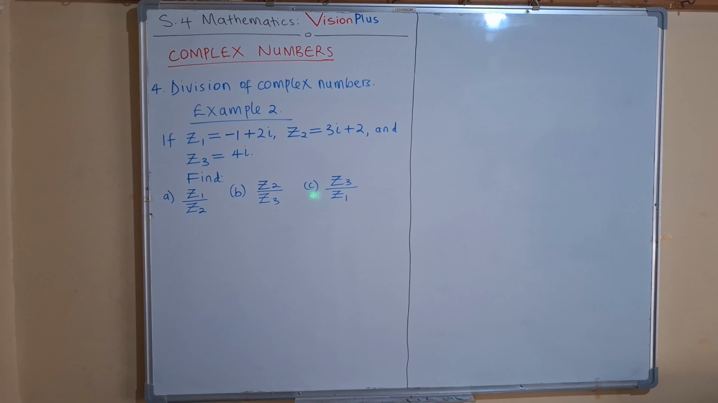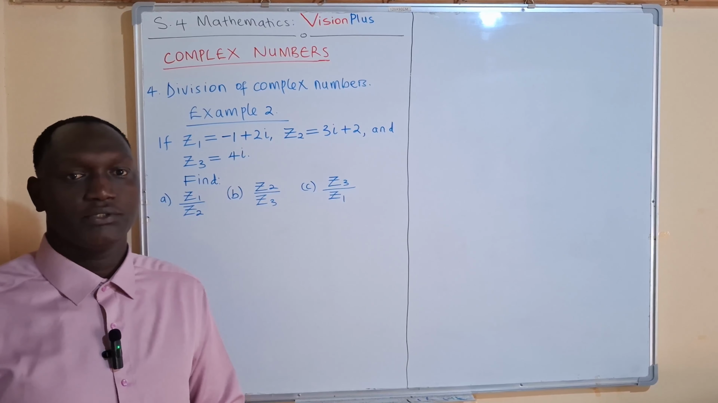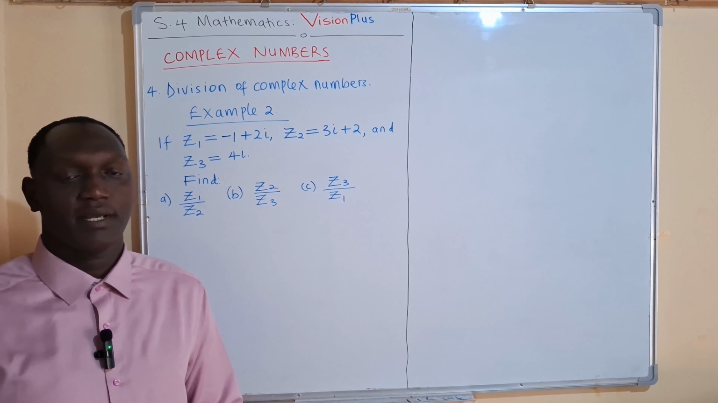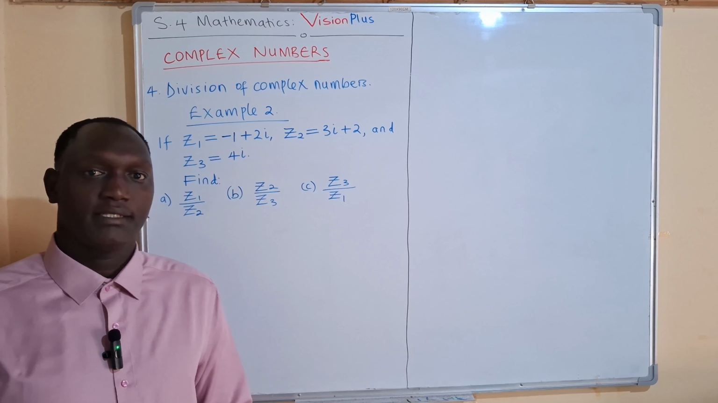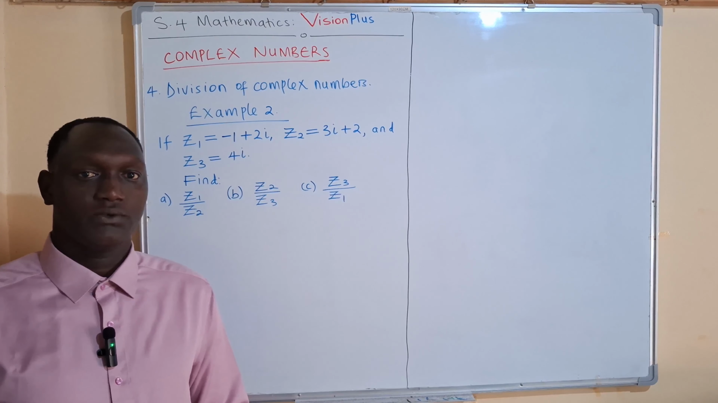Today we are on example 2 of division of complex numbers. Example 2 says, if z1 is -1 plus 2i, z2 is 3i plus 2, and z3 is 4i, find part A, z1 over z2. So the solution, part A, which is z1 divided by z2: the first step is we start by substituting for z1 and z2.